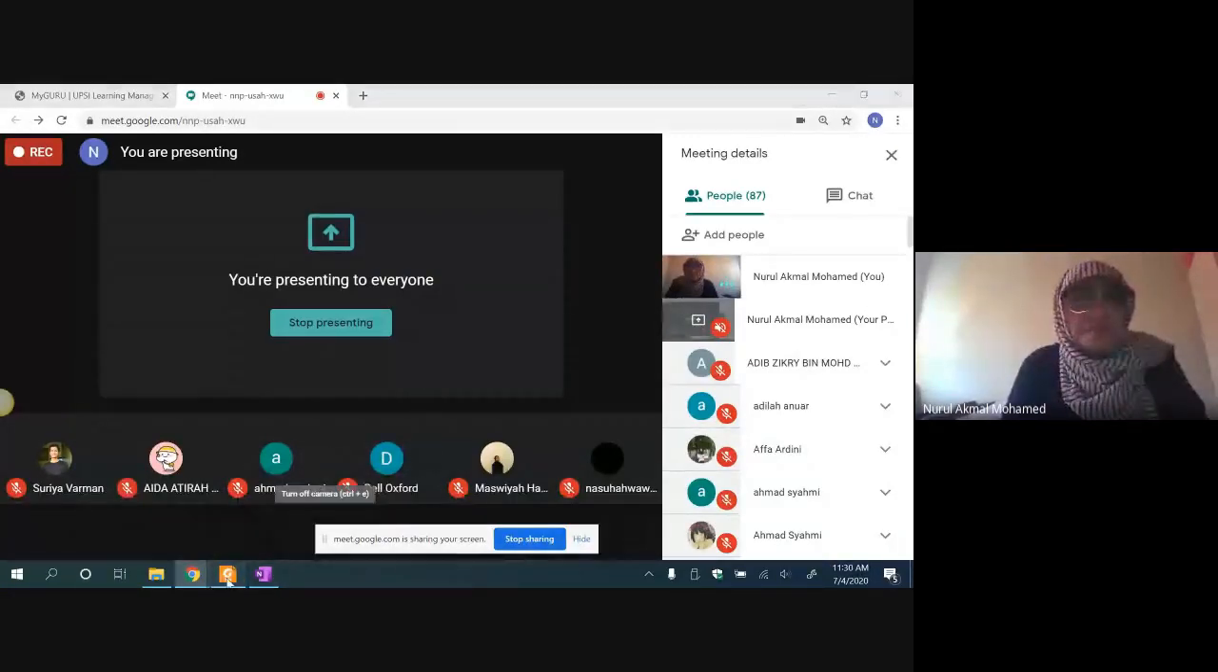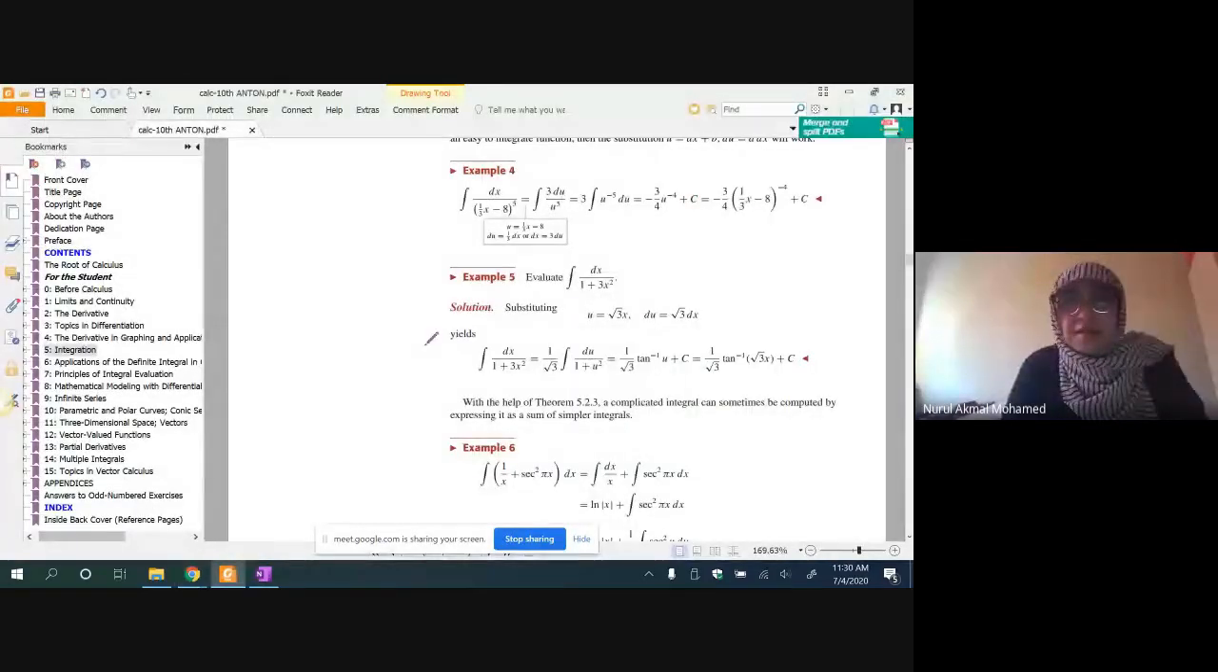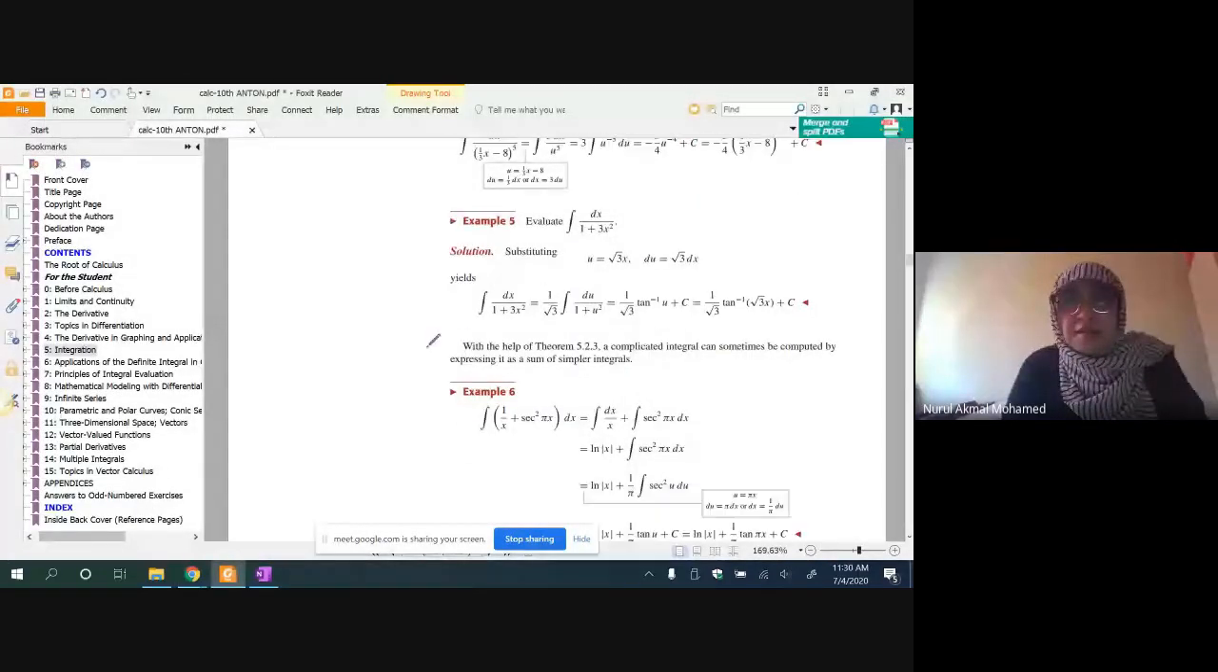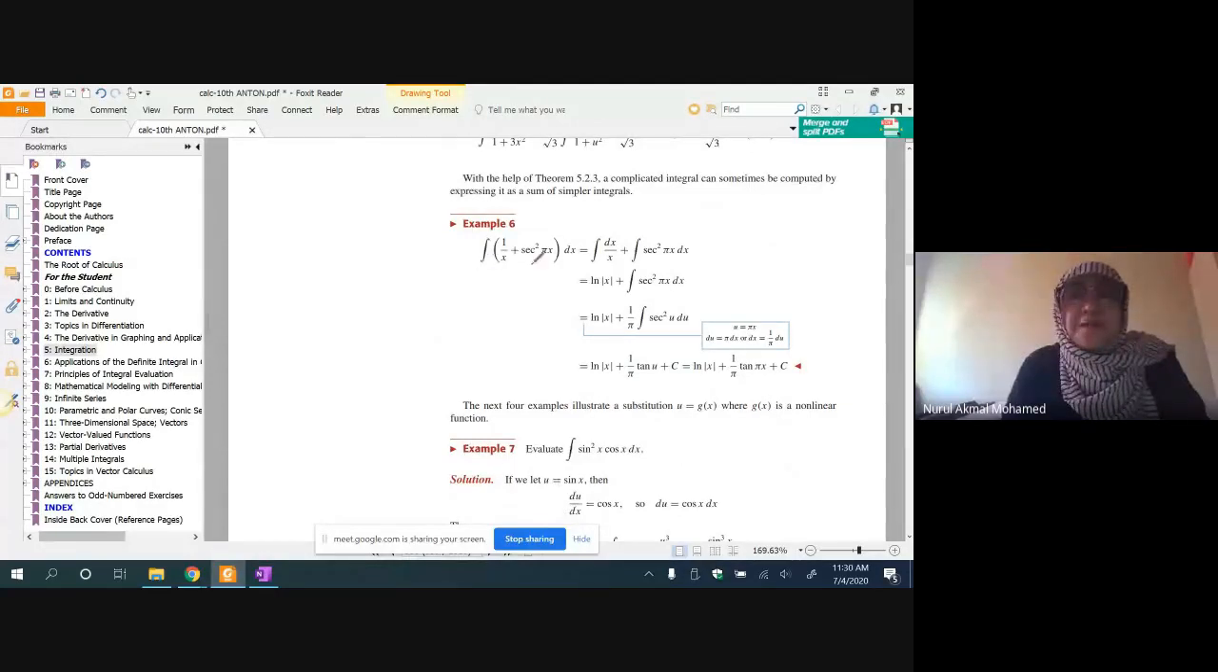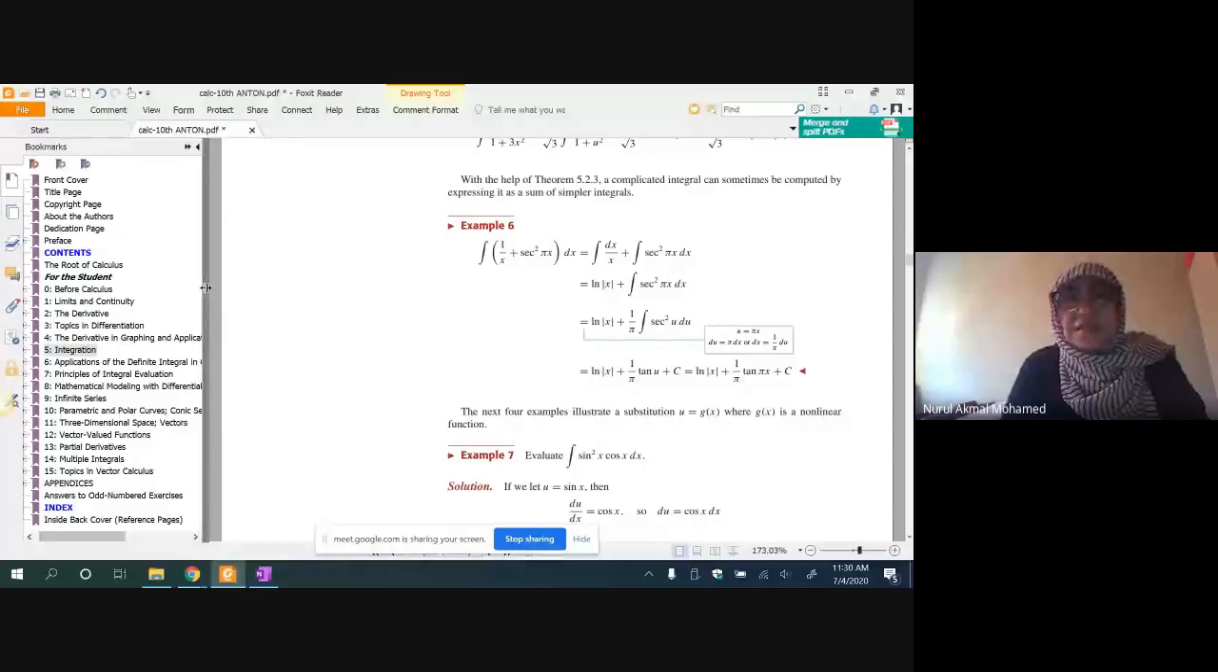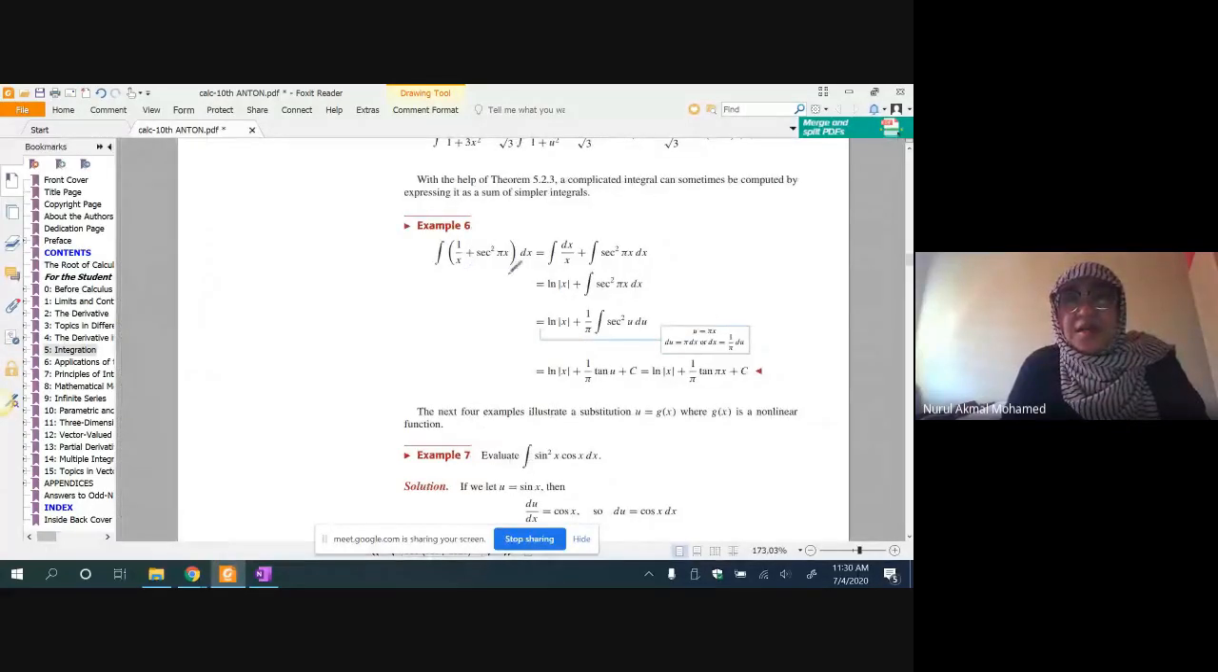Okay, next. Integral of (sec of 1 over x plus sec squared pi x). So this is plus. As I said before, for the plus, you can always segregate into two parts. One is dx divided by x. Another is sec squared pi x multiplied with dx. The integration of the first part here will be ln absolute value of x.